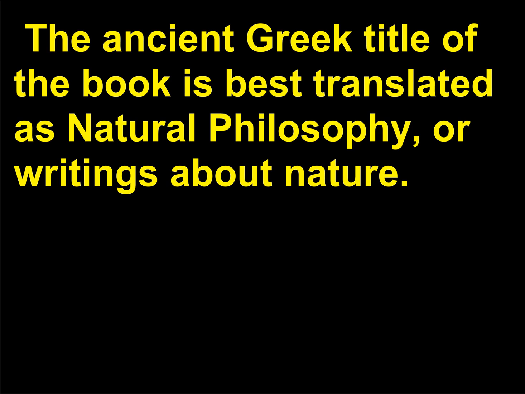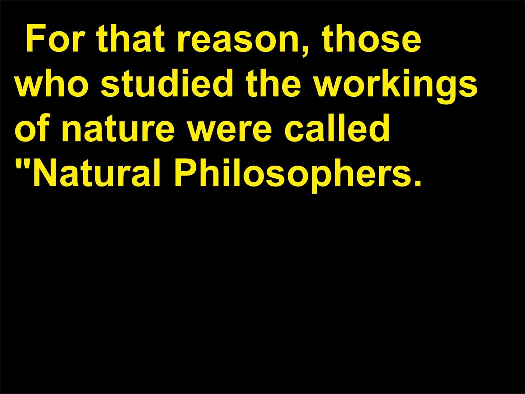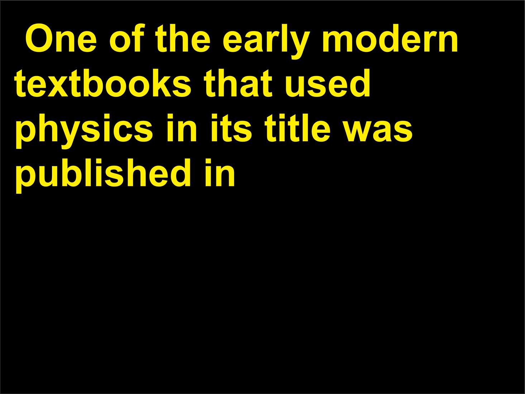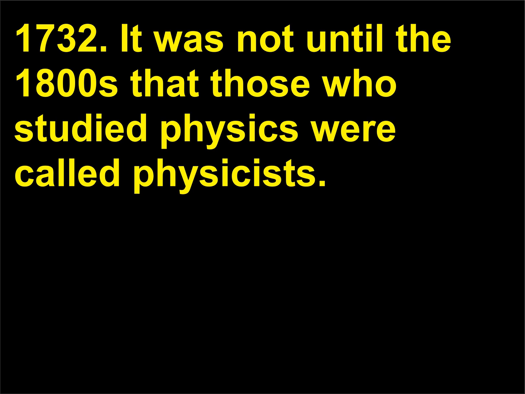The ancient Greek title of the book is best translated as Natural Philosophy, or Writings about Nature. For that reason, those who studied the workings of nature were called natural philosophers. They were educated in philosophy and called themselves philosophers. One of the early modern textbooks that used physics in its title was published in 1732. It was not until the 1800s that those who studied physics were called physicists.